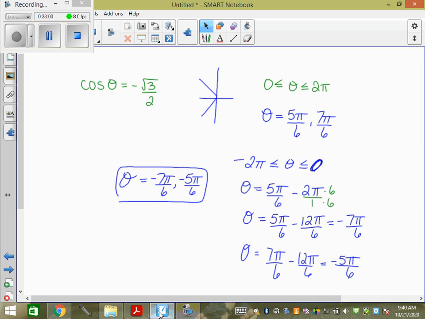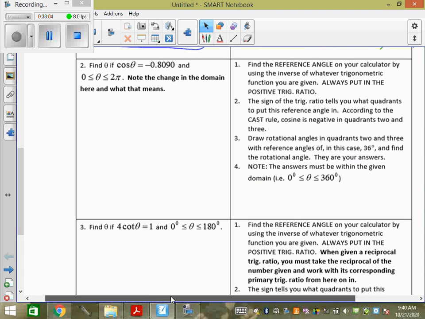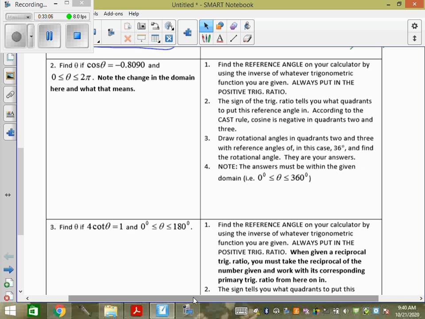What happens when they're not off the unit circle? So this one. Cos theta equals negative 0.8090. That doesn't scream unit circle to me. Okay? When this happens, you have steps you have to follow. Okay? Paying attention, this is where it's harder.